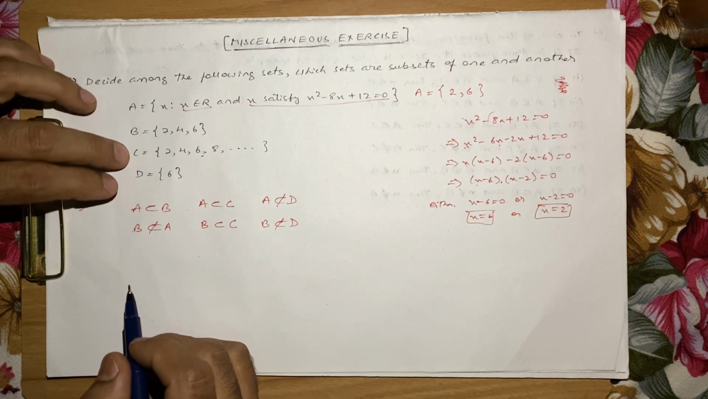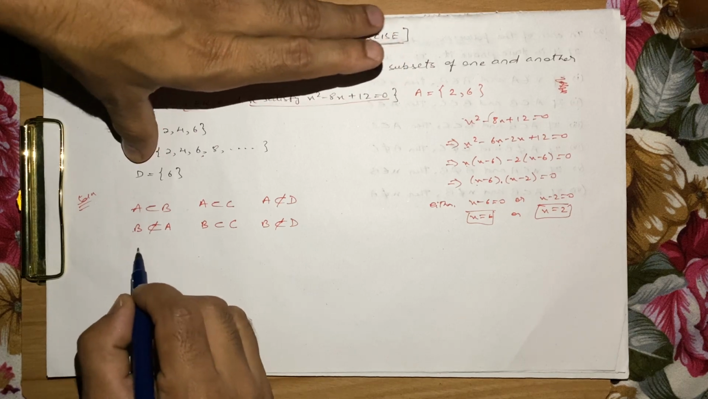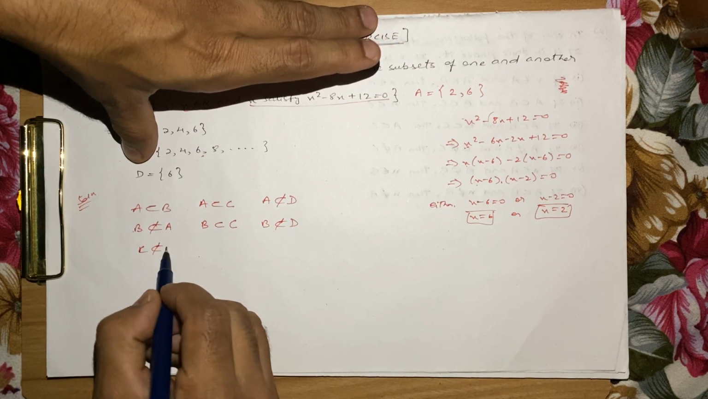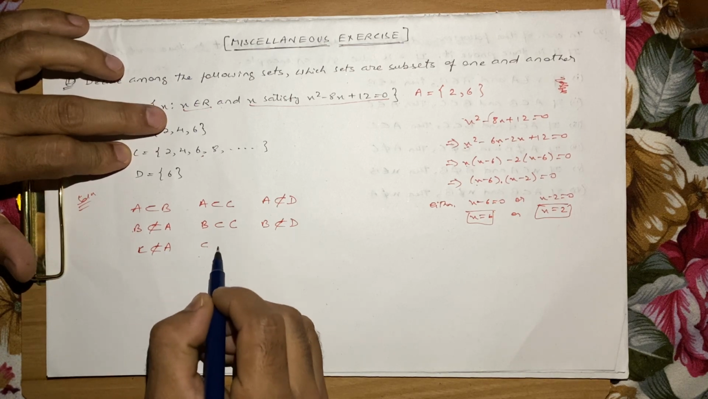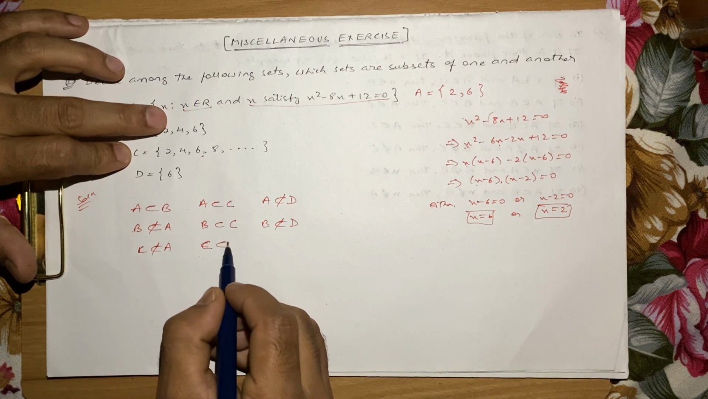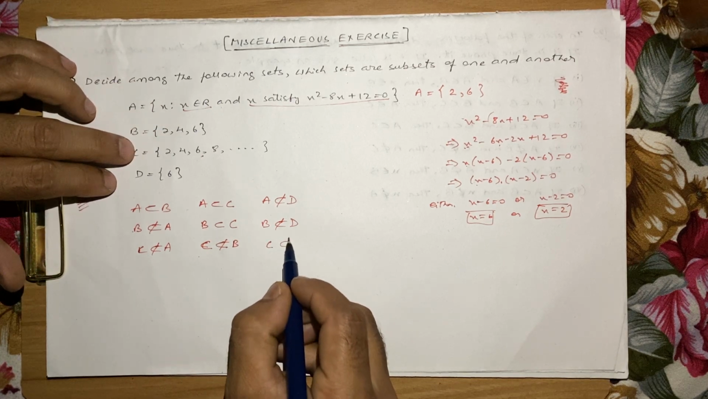Okay. Now let's compare C. All the elements of C are present in A? No, right? So C is not a subset of A. All the elements of C are also not present in B. So C is not a subset of B. Okay. And C is also not a subset of D.